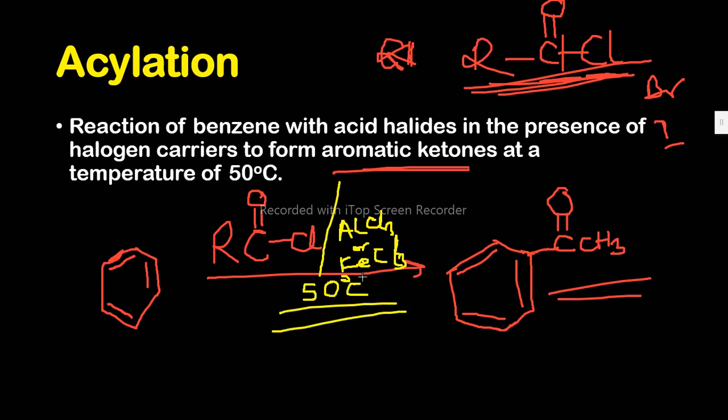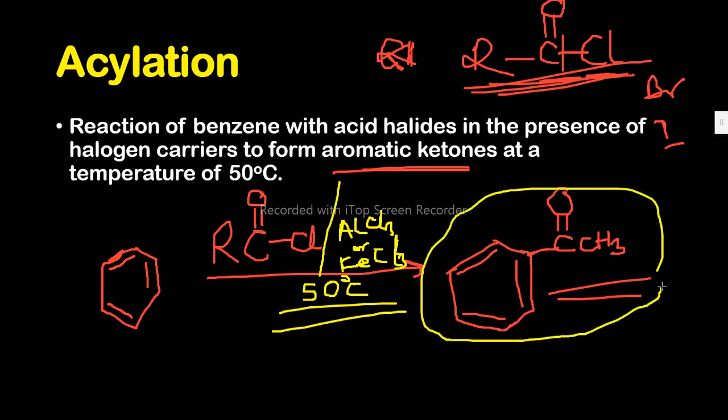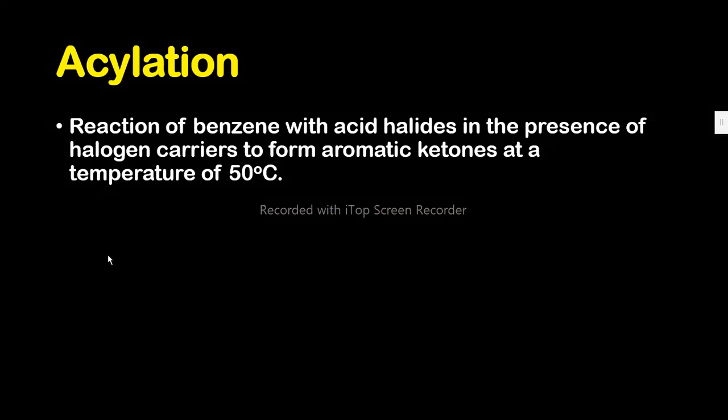If you do this, then you shall be in a position to produce an aromatic ketone. Why a ketone? Because of this carbonyl carbon, whereby this side is surrounded by a methyl group, and this side is surrounded by an aryl group. So it is a ketone. Let's see how this reaction is really important. I might give you this.